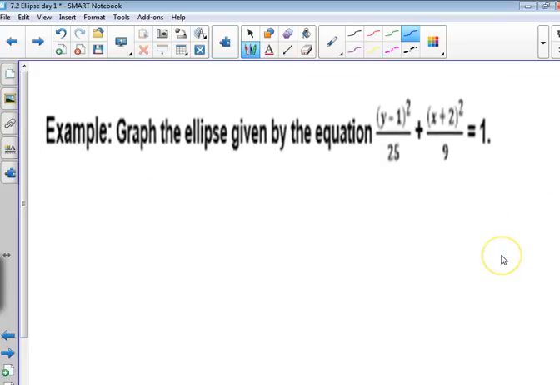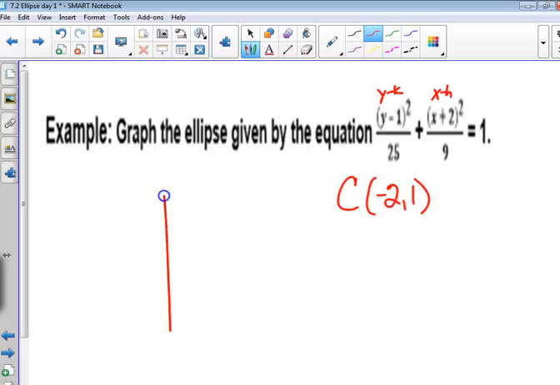Does that help? Okay. So this is x minus h and this is y minus k. So the center is going to be at negative 2, 1. Does that seem okay to everybody? Okay. If I graph that, negative 2, positive 1, there's my center. Now, underneath the y is a 25.